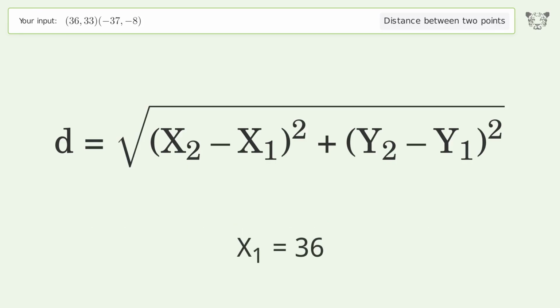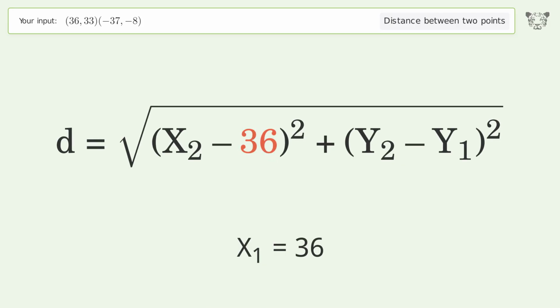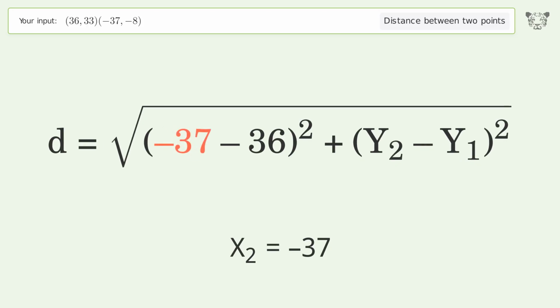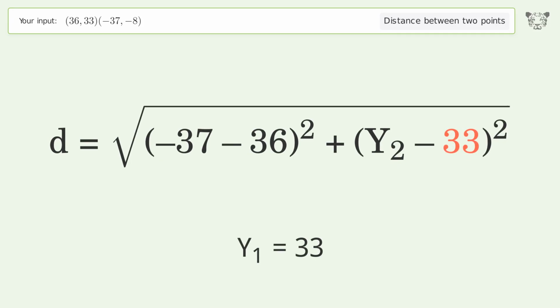x1 equals 36. x2 equals negative 37. y1 equals 33. y2 equals negative 8.